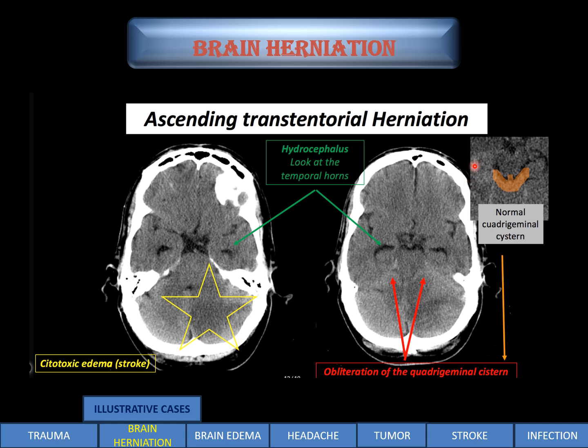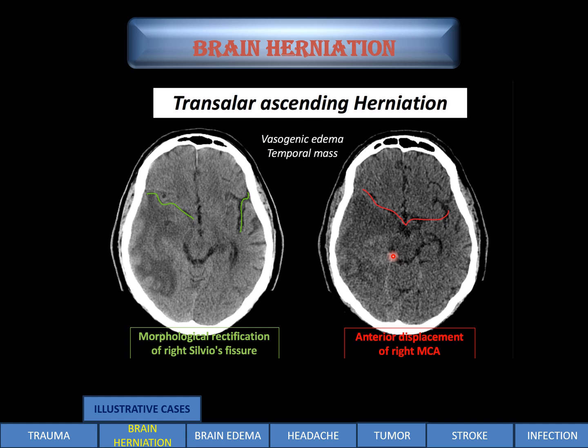The normal quadrigeminal system, in the normal anatomy we saw, looks like a smiley face. If the smiley face gets obliterated, if there is no more smile, then it suggests an ascending transtentorial herniation. With that, there will also be hydrocephalus, which is appreciated at the temporal horns of the brain.